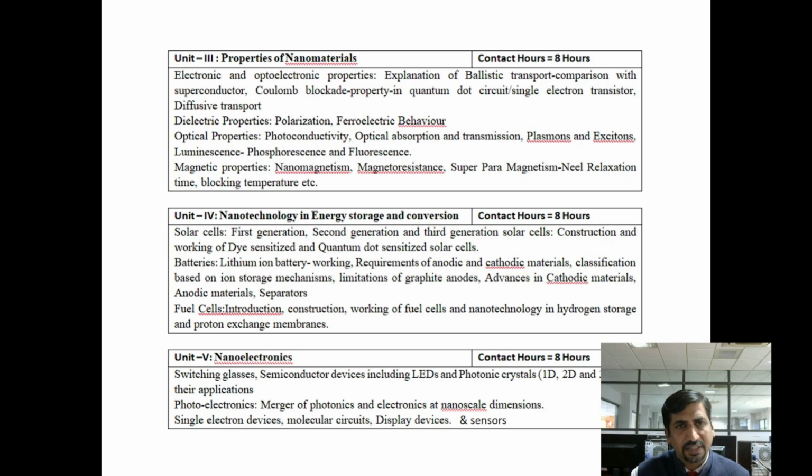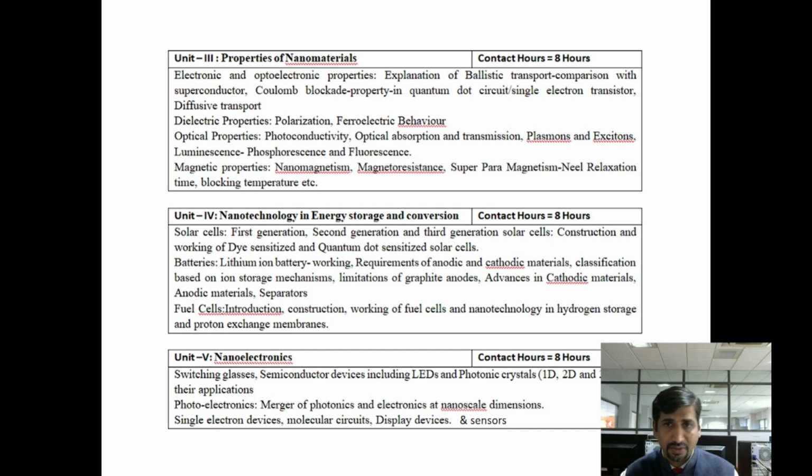The third unit deals with properties of materials. The properties change at nanoscale. Conductors become semiconductors, semiconductors become insulators, dielectric properties change. Polarization and ferroelectric behavior of dielectric materials we'll study here. Optical properties like photoconductivity, optical absorption, transmission, plasmons, excitons, all these things we study. Magnetic properties: nanomagnetism, magnetoresistance, super paramagnetism.